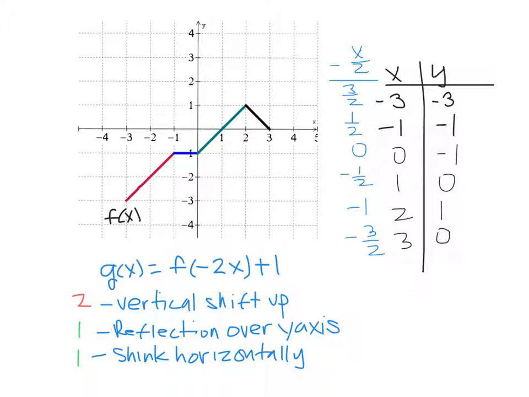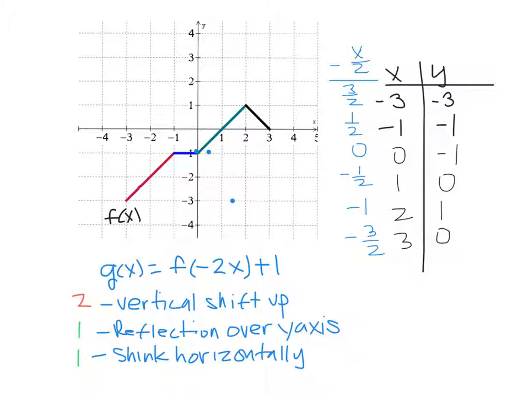So let's put preliminary or intermediary points on the graph. Okay, these aren't going to be our final points because we still have that vertical shift up. So we're going to take the point 3 halves, negative 3, for the first point. So 3 halves is like 1.5. So we got a point there. And then we have a point 1 half, negative 1. So we have a point there. 0, negative 1, so a point right there.